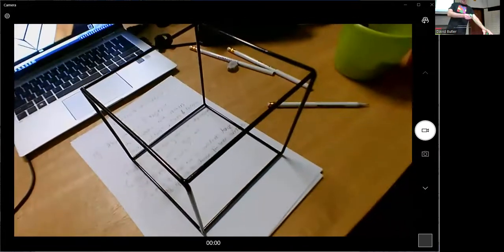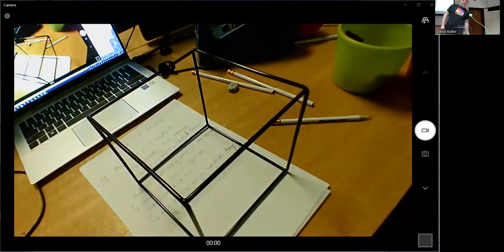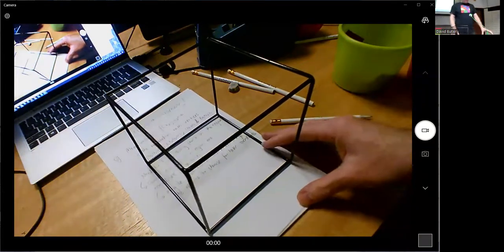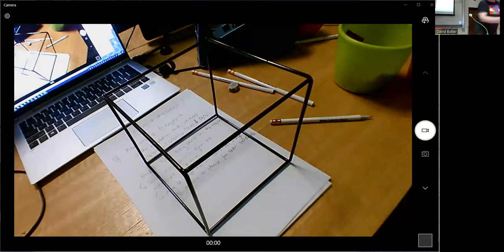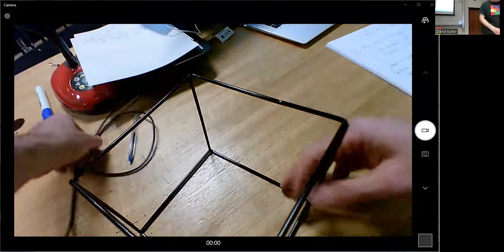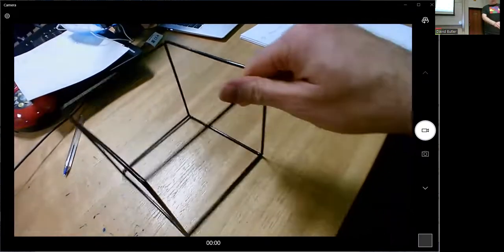Oh, am I going to be able to see all of it at once? Yes. Just a second. A little less crap in the way here. All right.